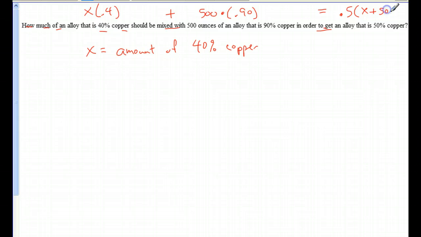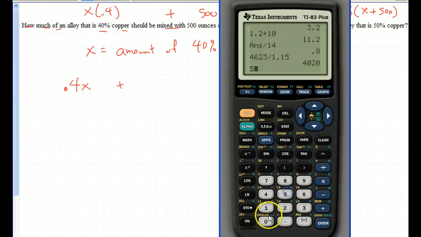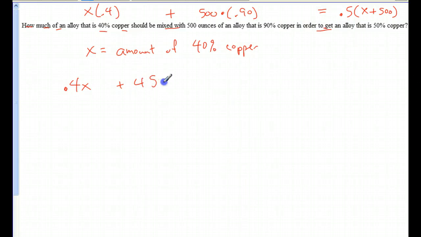It's always the percent that's copper times the amount, that number of ounces or pounds or whatever the unit of measure is. So once again, I'm going to move this around. I'm going to put the x on the right. So this is 0.4x plus, multiplying these out together, use your calculator if you need to, 500 times 0.9 is 450, and that gives us 0.5 times x plus 500.